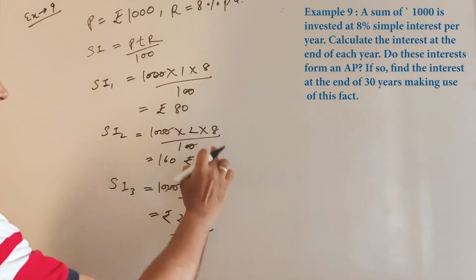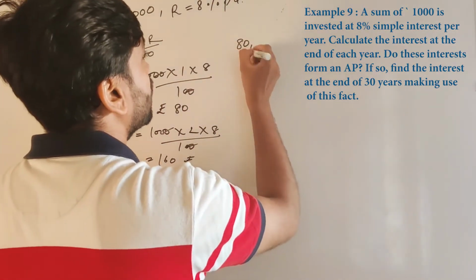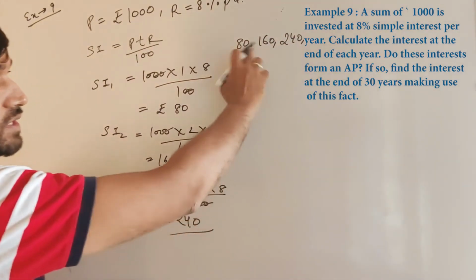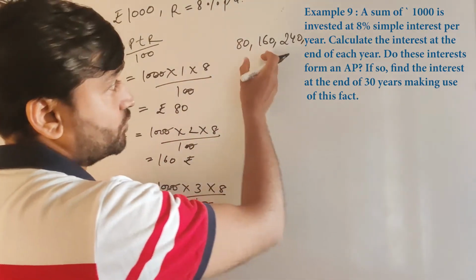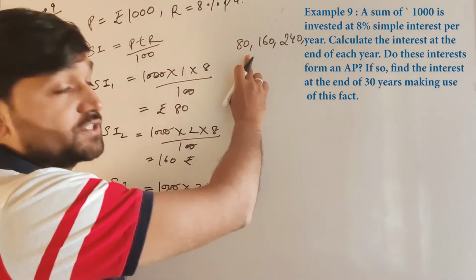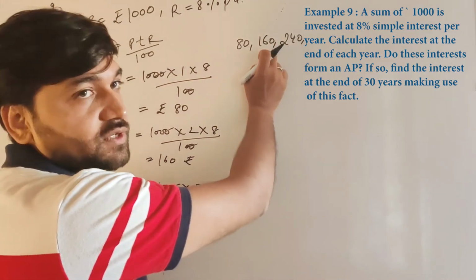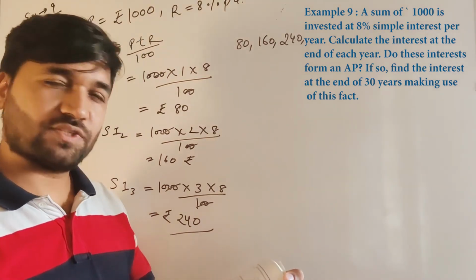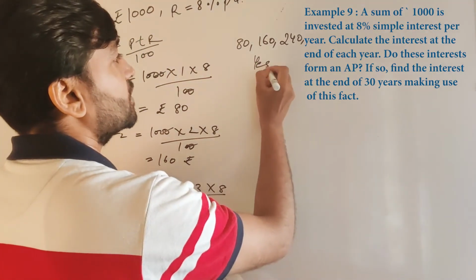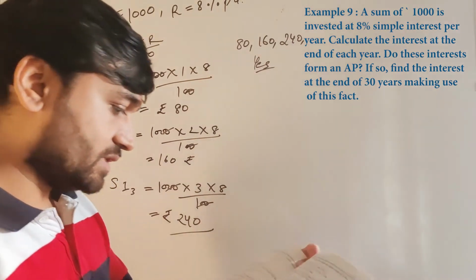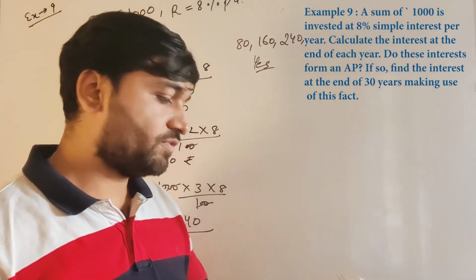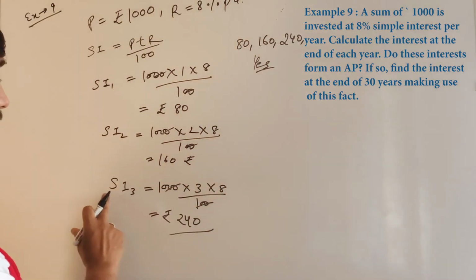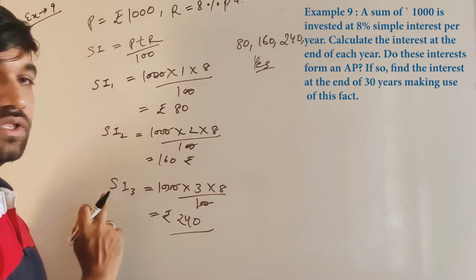So observe these terms 80, 160 and 240. 80, comma 160, comma 240, comma and so on. So if you see the difference between these two terms is 160 minus 80, which is 80, and these two terms 240 minus 160 is 80 as well. So the second part, which is, do these interests form an AP? Yes, it forms an AP. And lastly, if so, find the interest at the end of 30 years. So we need to find interest at the end of 30 years. So basically they are asking simple interest 30.